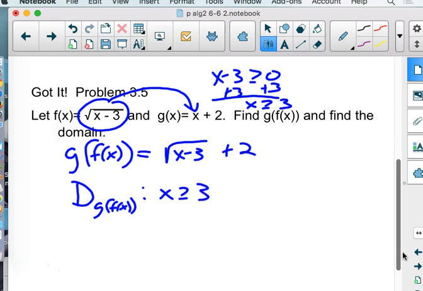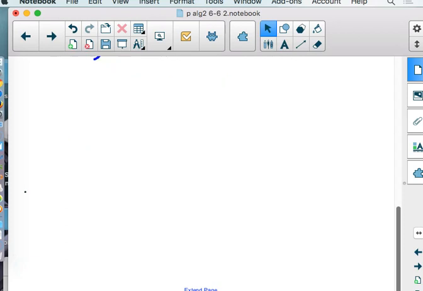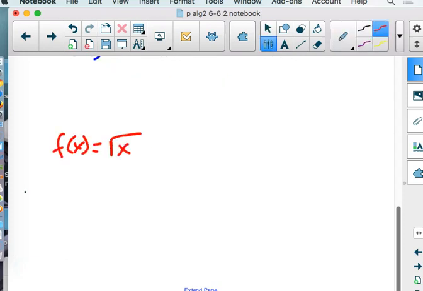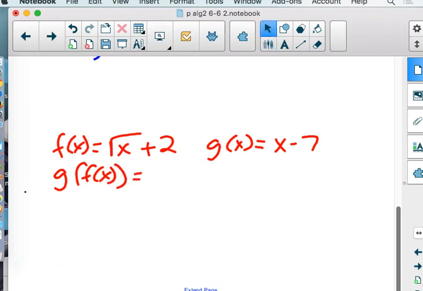There it is. So you take the function that's in the innermost parentheses. Don't flip the page yet. I've got to give you one to check and see if you know it. Let's use some of that space. I'll turn it sideways or something, or use the little lines on the side. Let's try f of x equals the square root of x plus 2, and g of x equals x minus 7. And let's do g of f of x.